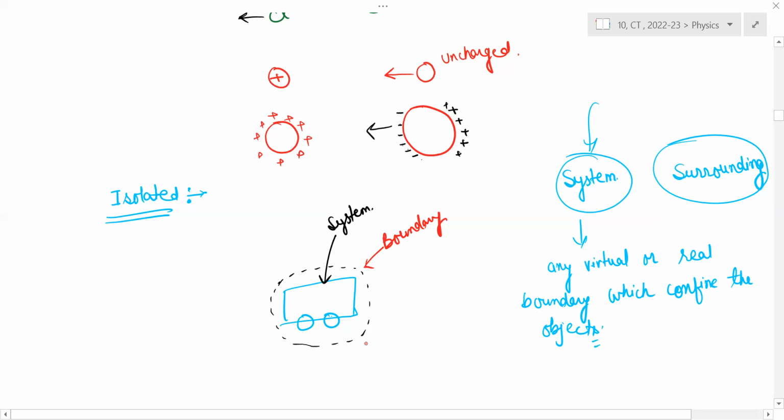Isolated means there should be no interaction between system and surrounding. What is the meaning of isolation, beta? No interaction between system and surrounding.